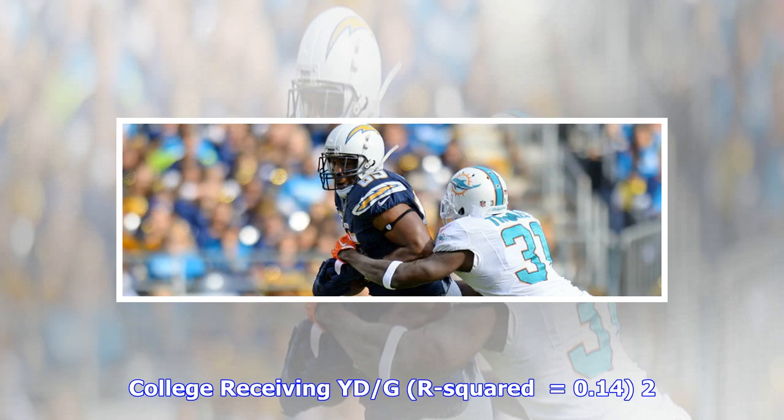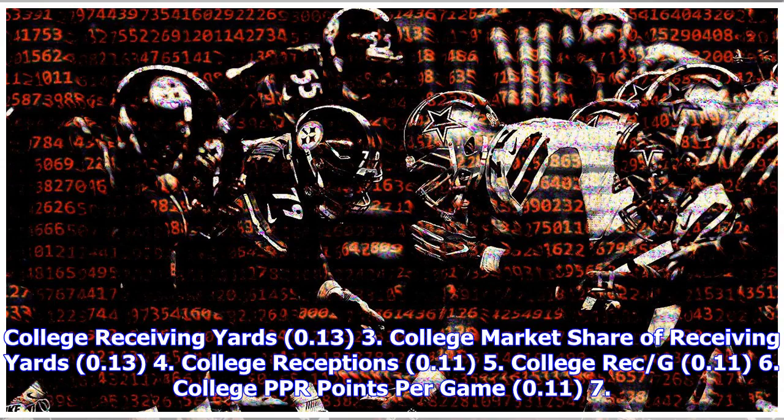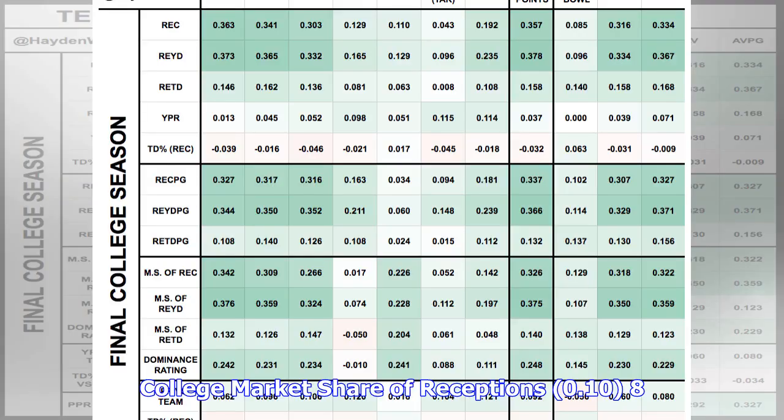Statistics that have historically been correlated to early NFL success, AV per game, for TEs: College Receiving Yards per game, R squared equals 0.142. College Receiving Yards, 0.133. College Market Share of Receiving Yards, 0.134. College Receptions, 0.115. College Receptions per game, 0.116. College PPR Points per Game, 0.117. College Market Share of Receptions, 0.108.